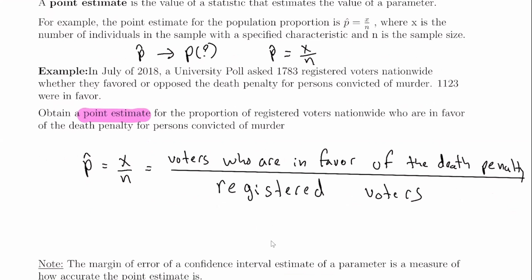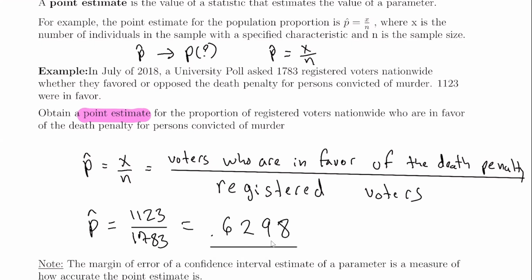All right, so let's do p hat. P hat will be x, where x is how many people are in favor. So you go 1,123, and you divide that by 1,783. Those are how many registered voters they sampled. I'm going to do that in my calculator real quickly. So you get 0.6298. If you look at that, you just stop at 4 decimal places. All right, and you're done.